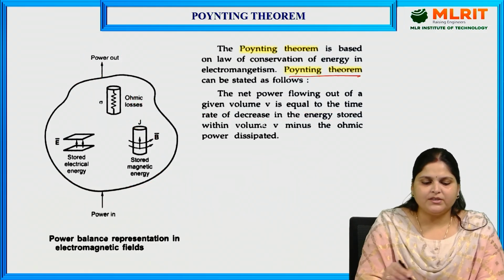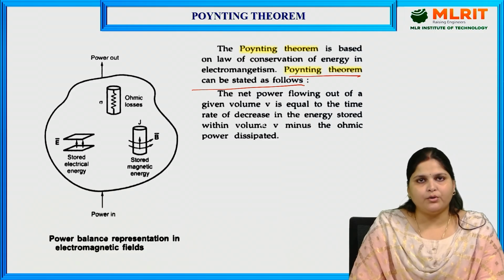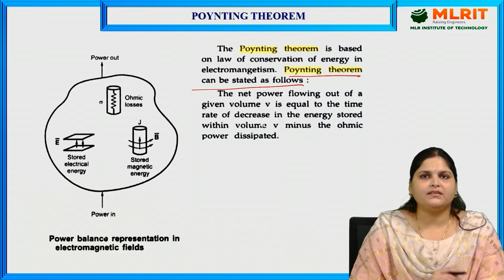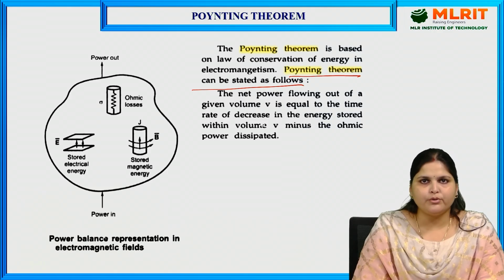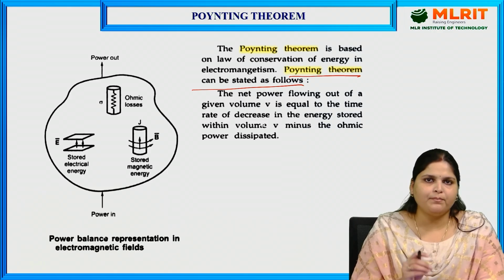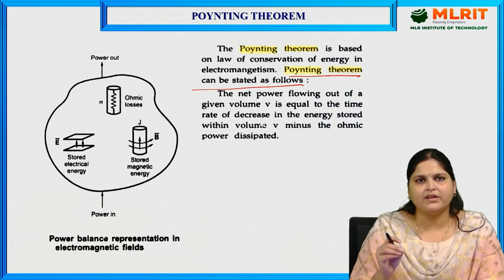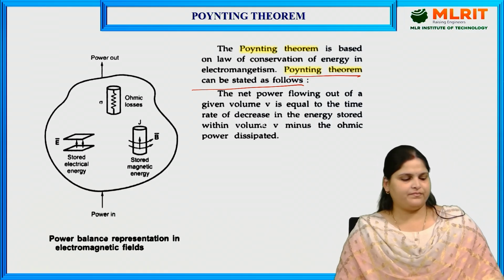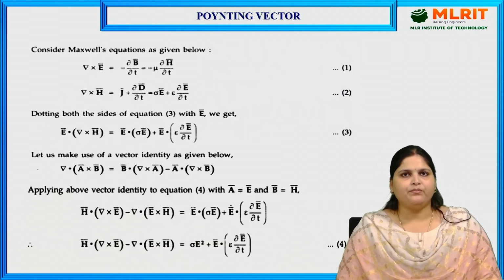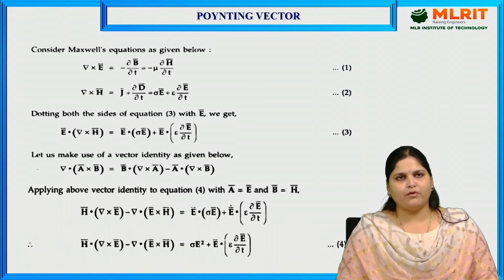According to Poynting theorem, the net power flowing out of a given volume is equal to the time rate of decrease in the energy stored within that volume minus ohmic power dissipated. In simple words, power output is equal to power input minus losses. Now let's see how we can derive that formula.